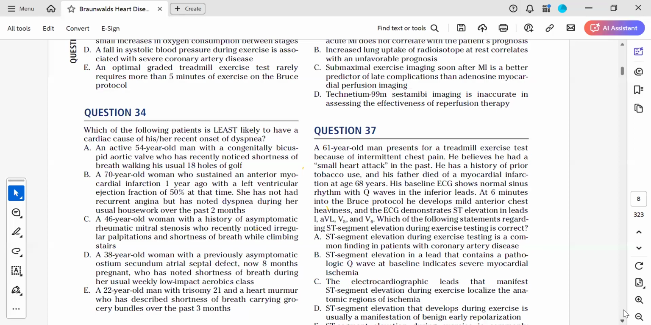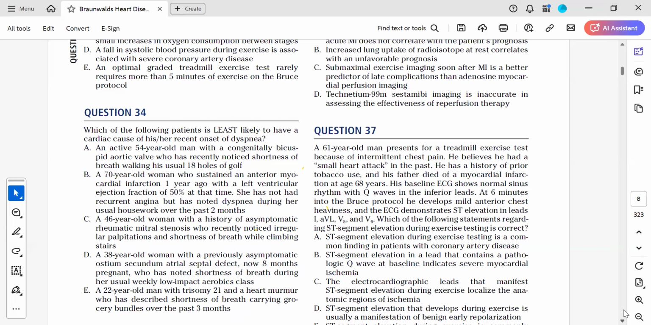We now also have a 38-year-old woman, previously asymptomatic, who had an ostium secundum ASD. However, just to note, this woman is 8 months pregnant, and she has noticed shortness of breath during her usual low-impact aerobics. And lastly, a 22-year-old man with Down syndrome and a heart murmur, who has described shortness of breath carrying grocery bundles over the past 3 months.